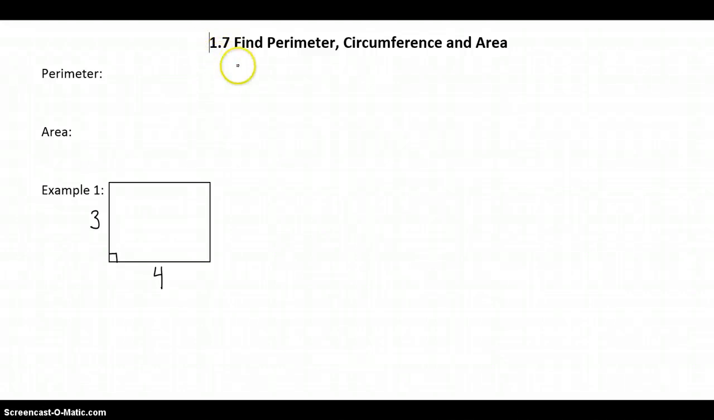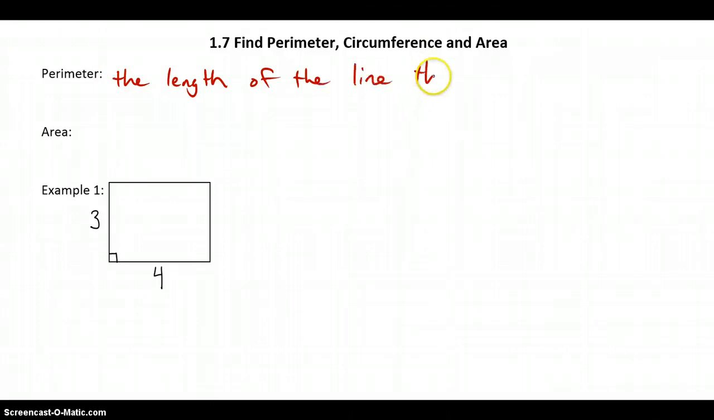In section 1.7, we're going to cover perimeter, circumference, and area. Perimeter is the length of the line that bounds a figure. Perimeter is measured in linear units because I'm finding the length of the line.